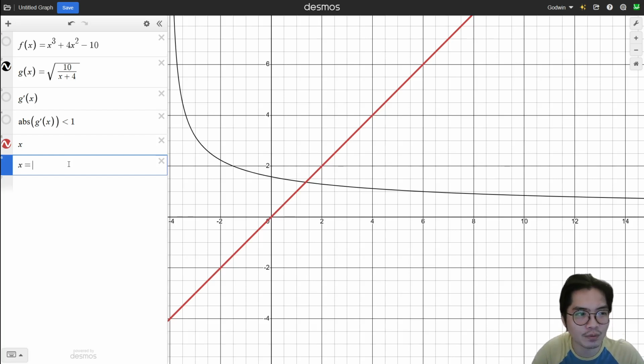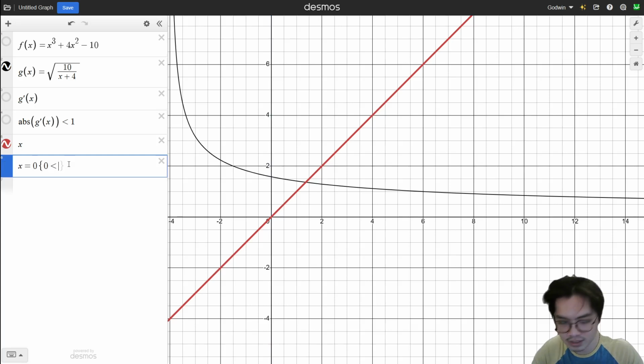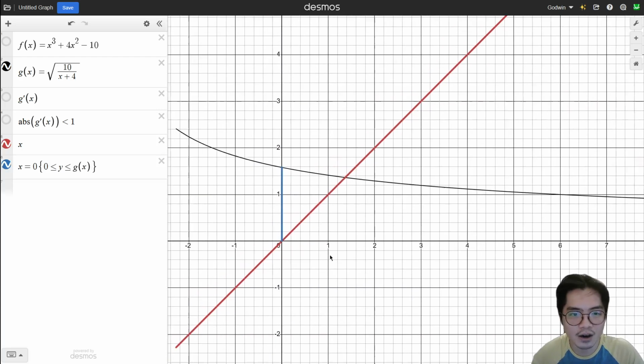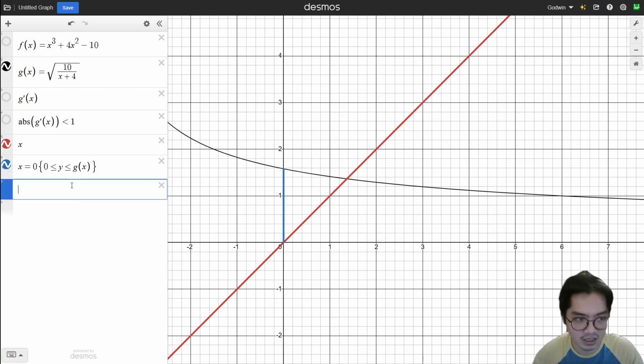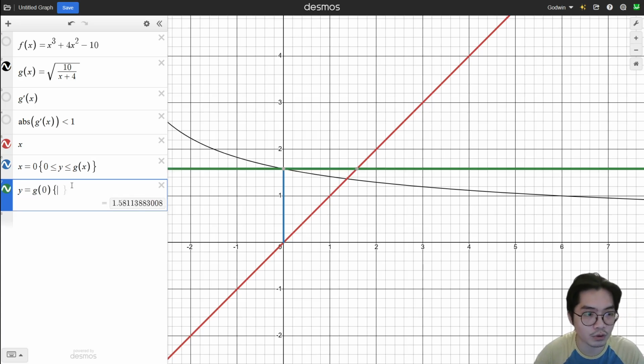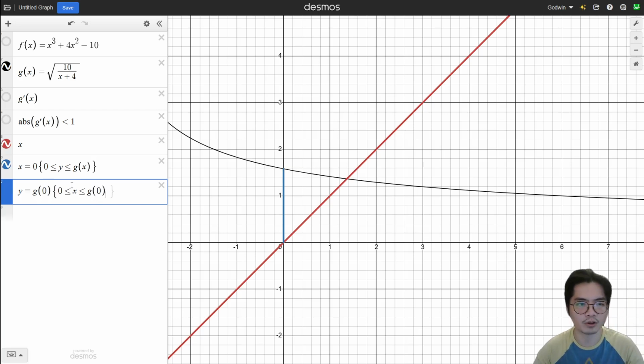Earlier we said that our starting position was x equals 0, right? And in this case, what I will do is that I will have 0 to g of x. Now we can see with our eyes, we go up here, and that basically is our 1.58144. That's our first value. Y is g of 0. It's going to go from 0 to 2. What is this? G of 0. Yeah, there you go.